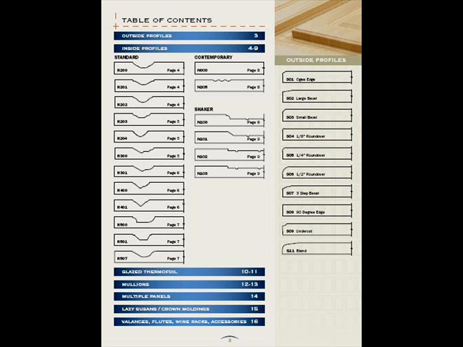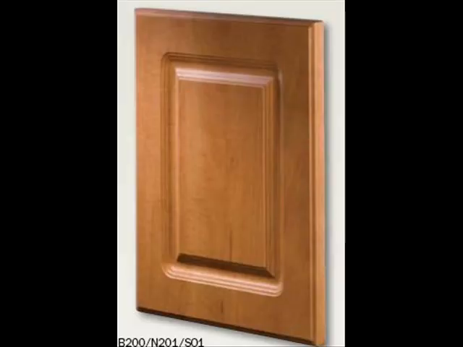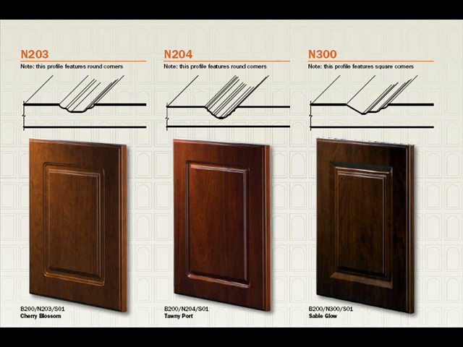But the one thing that this won't show that the illustrations will is how that route affects the corners of the doors. The N300s, for example, all show more of a sharp corner panel as opposed to the 200s, which are going to be more of a rounded corner.